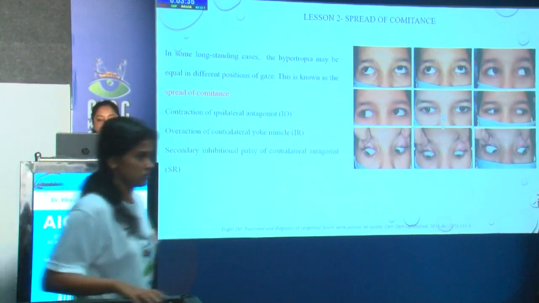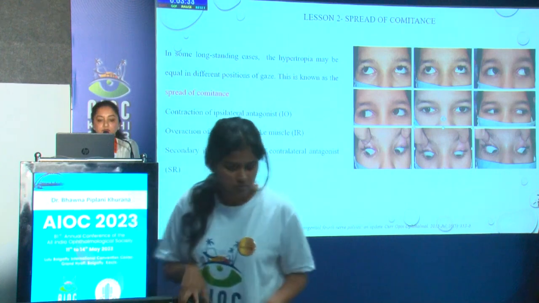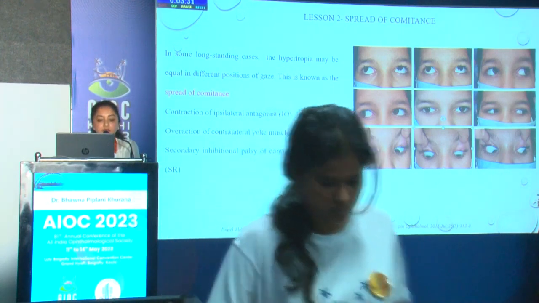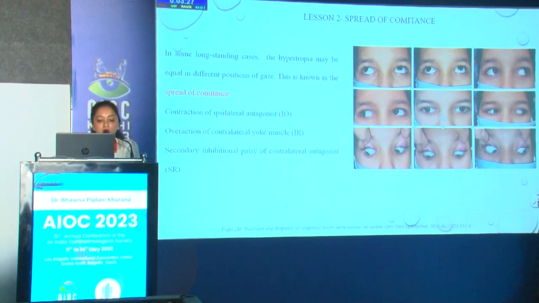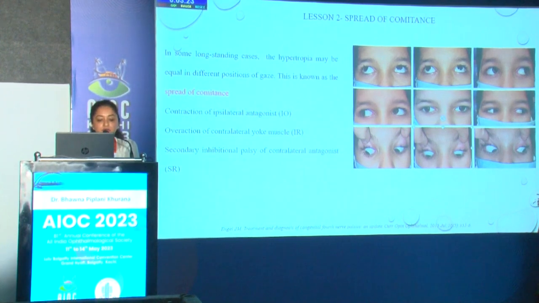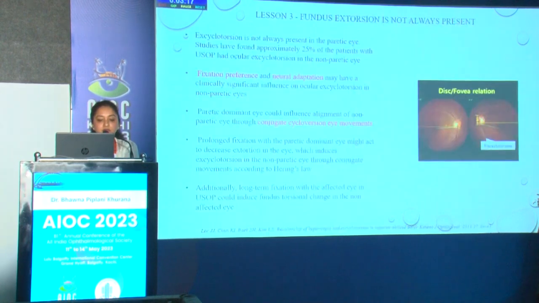Lesson number 2 is the spread of comitance, which is seen in some long-standing cases where the hypertropia may be equal in the different positions of gaze because of contraction of the ipsilateral antagonist, the overaction of the contralateral yoke muscle, and secondary inhibitional palsy of the contralateral antagonist.